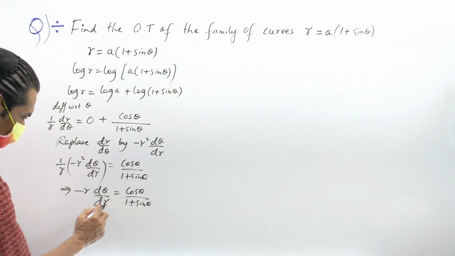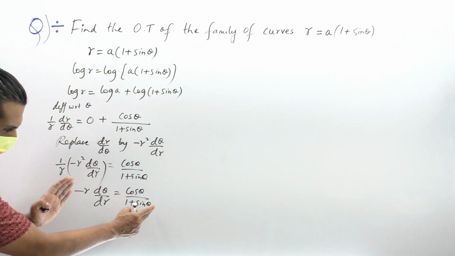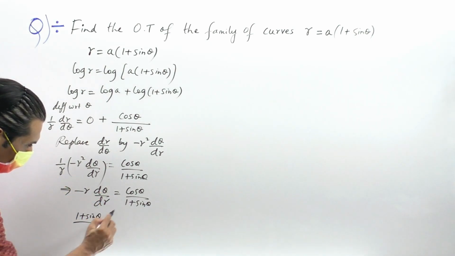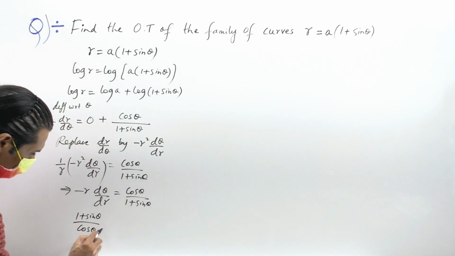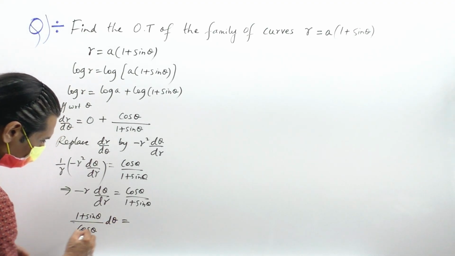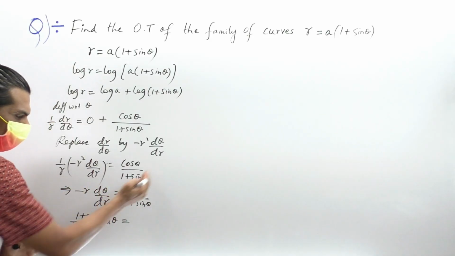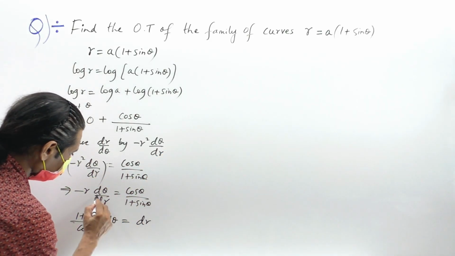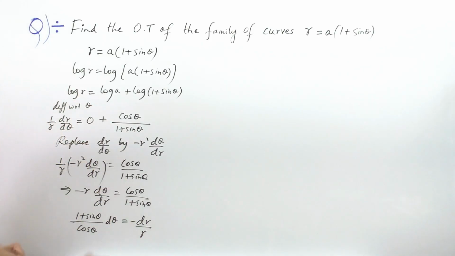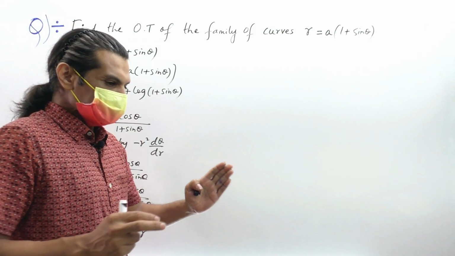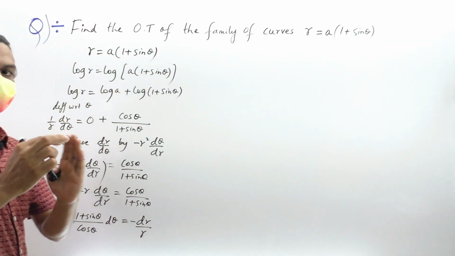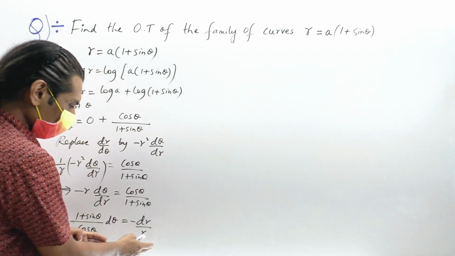Once we do it, very simple, 1 plus sin theta, take it this side. Cos theta comes down into d theta equals, when I cross multiply, dr will go on top and this r will come down, and there is a minus sign here. Since the question gives r equal to a into 1 plus sin theta, the OT should also be in the same form. For that reason, I'll take r first.